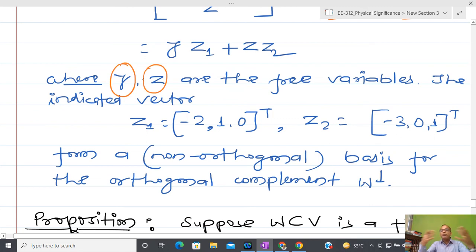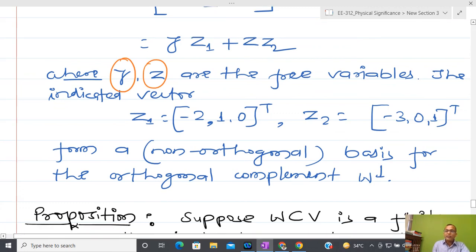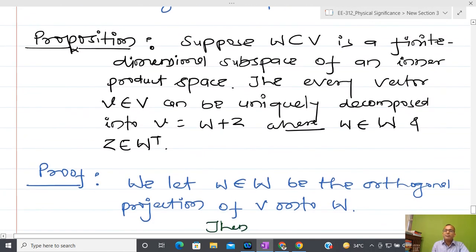Okay, so in this way, if you have some subspace and you want to generate the orthogonal complement, you are able to generate it just by definition. Now the next proposition says that suppose W is a finite dimensional subspace of an inner product space, you can fix any inner product, then every vector V can be uniquely decomposed into two parts: one vector in this subspace and another vector Z that is orthogonal to this space. So any vector V can be decomposed into a vector in the subspace and an orthogonal vector.